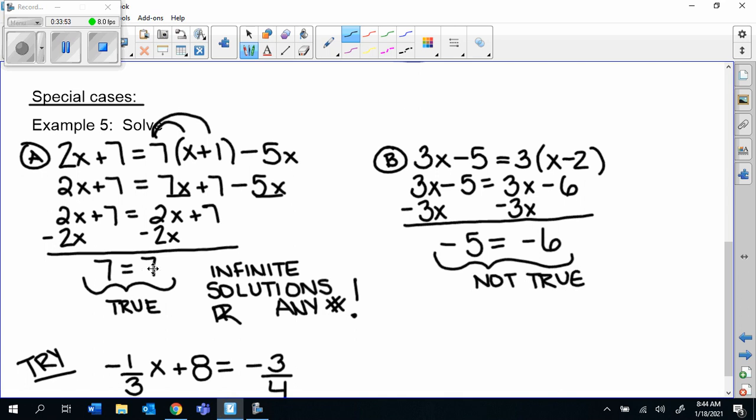In this case, this was true, so we had infinite solutions. In this case, this is not true. Negative 5 and negative 6 are not the same. So here we have no solutions. No solutions at all, or empty sets. So if you're unfamiliar with that symbol, it's the set that has nothing in it. Empty sets.